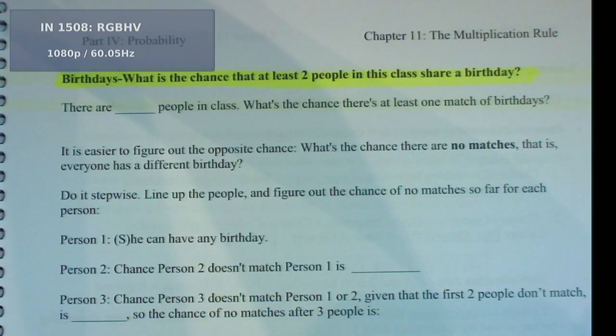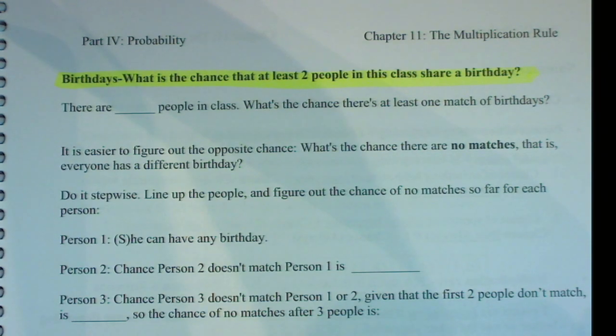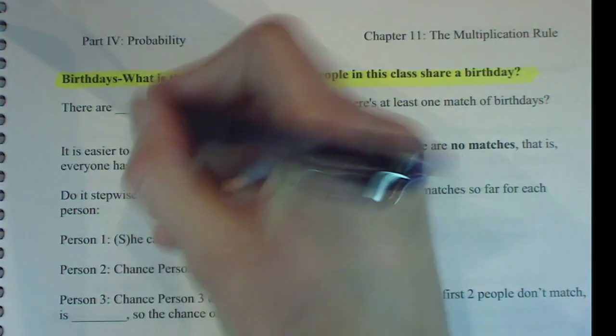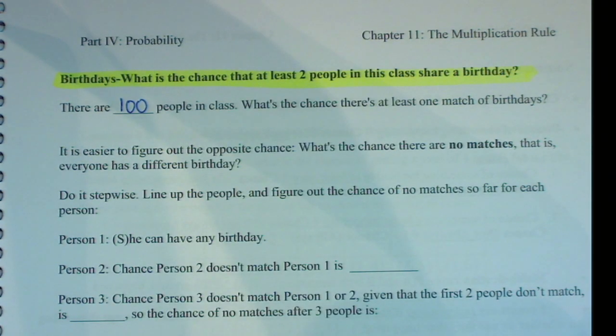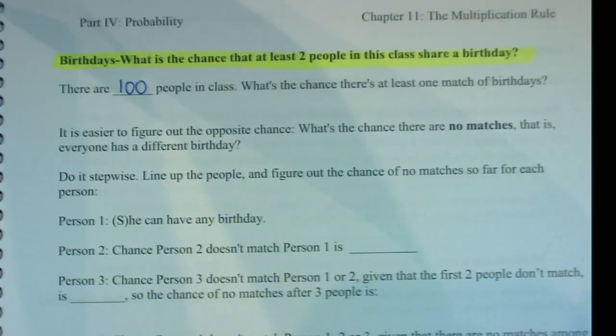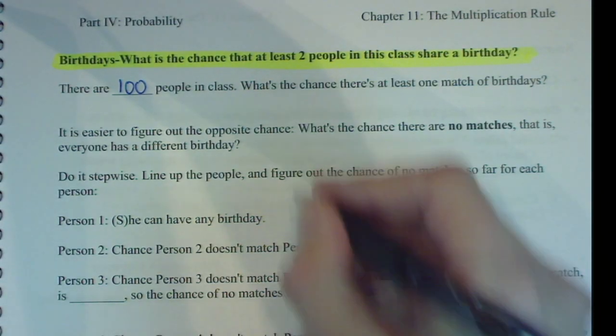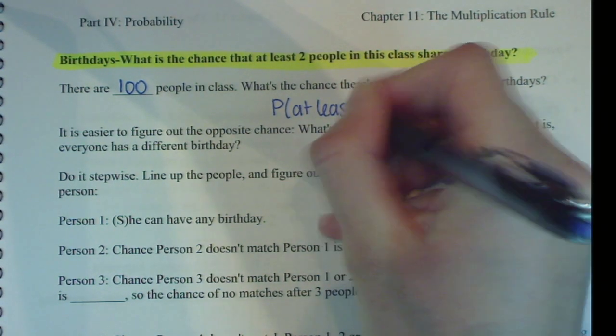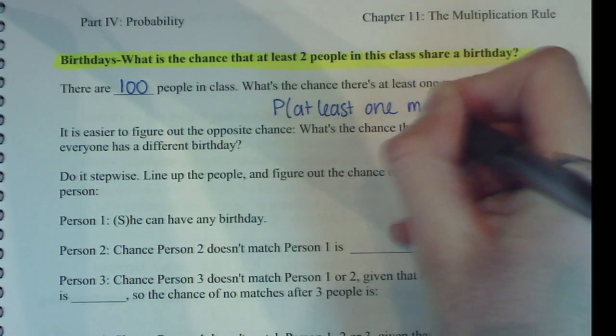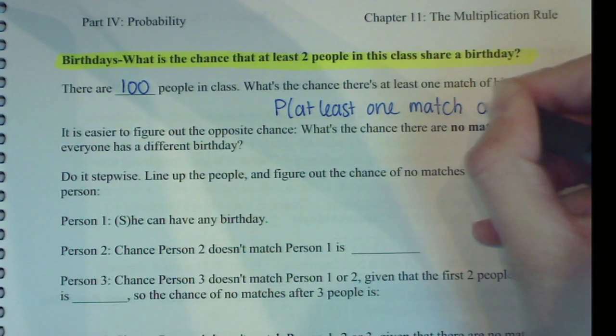All right, we're gonna go back. So now let's actually figure this out. I said there's 100 people. There's more in this room, but again, for the sake of demonstration, we're gonna say 100. And the question is, I'm gonna write down the question: what's the probability that there's at least one match of birthdays?